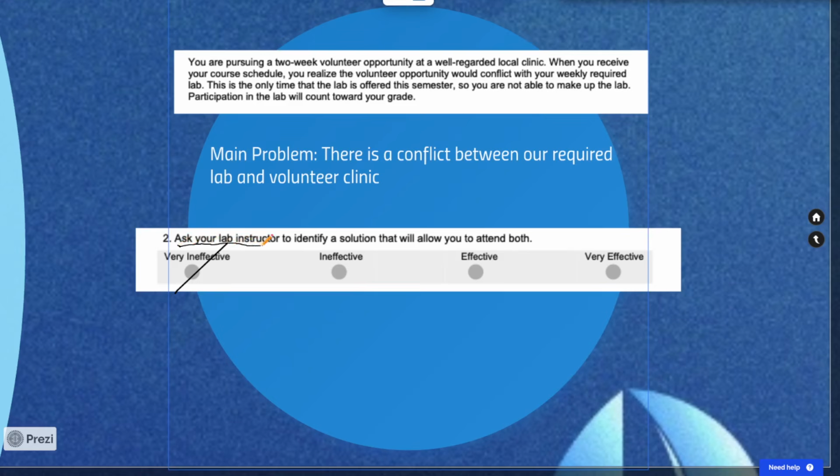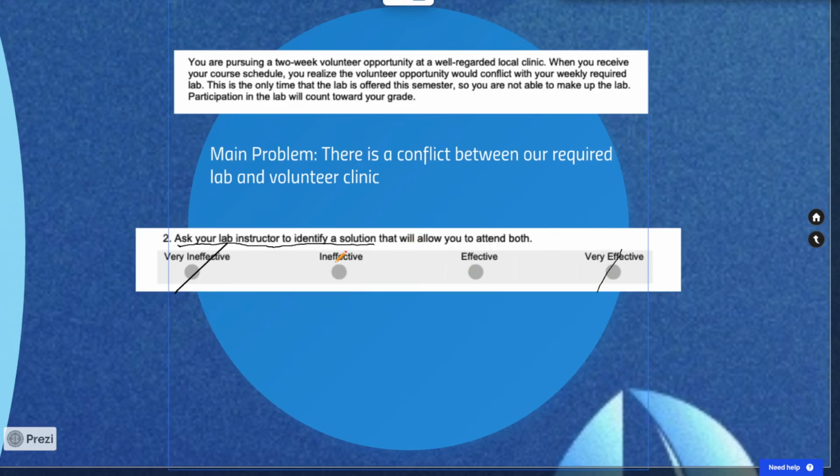We're asking our lab instructor to identify a solution for us. And that is something the AAMC does not like. The AAMC wants you to take responsibility of the problem, particularly because this is our problem, right? We have this conflict between our two responsibilities of the lab and our wanting to go to the clinic. So asking the instructor to identify a solution is not us identifying a solution. And for that reason, because we're not taking responsibility of that, this is not going to be a very effective response.